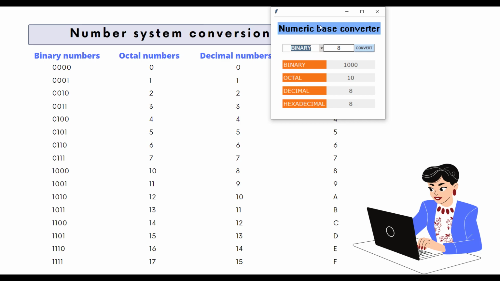For that, we are going to create a window and divide this window into two frames. One will be frame up and one will be frame down. In frame up, you'll have this numeric based converter. In frame down, you'll have these interesting widgets. So yeah, let's work on it.